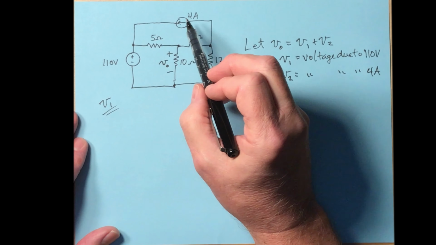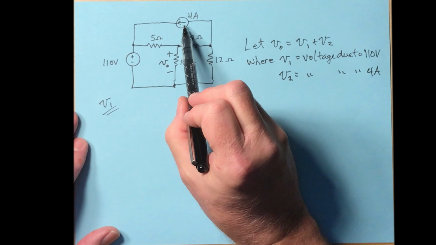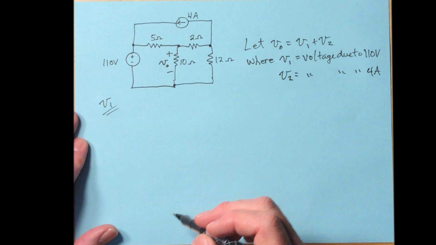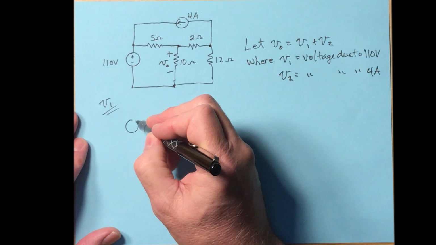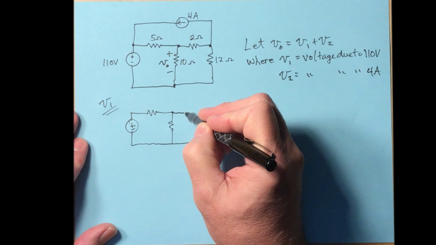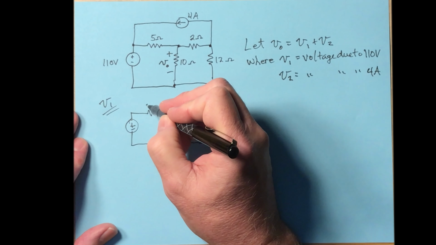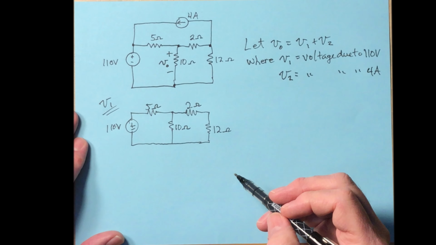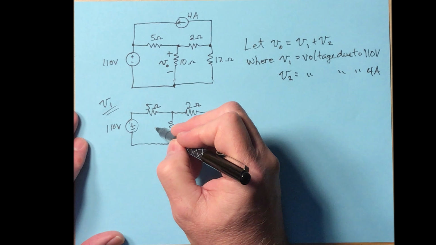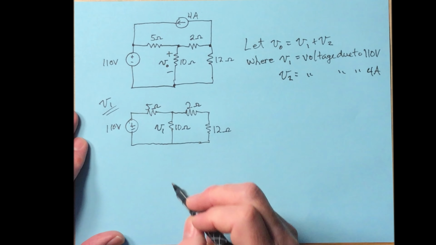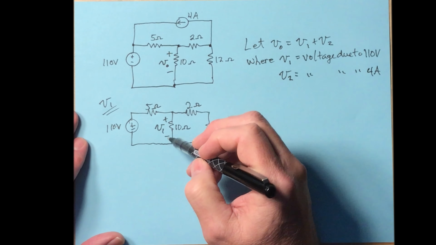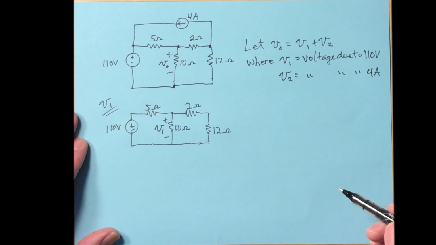We're going to disable the current source up here. We're going to keep the 110 volt source. So the circuit looks like this then. We disabled the 4 amp source. We removed it from the circuit. And the voltage that we're after is now V1 across the 10 ohm. We don't use the same notation because this will be a different voltage than V0.